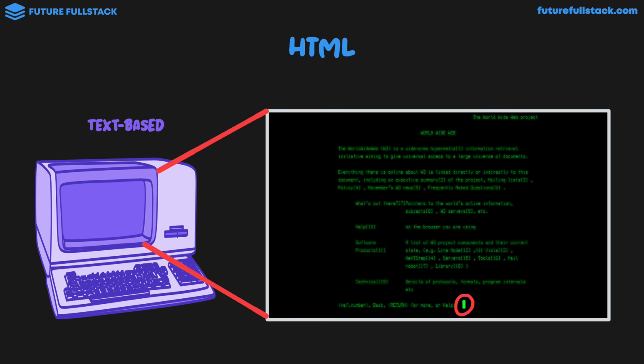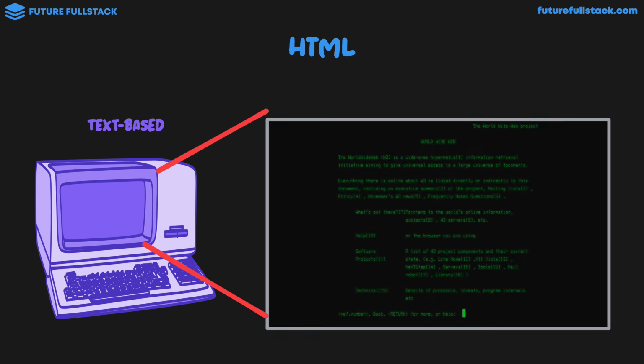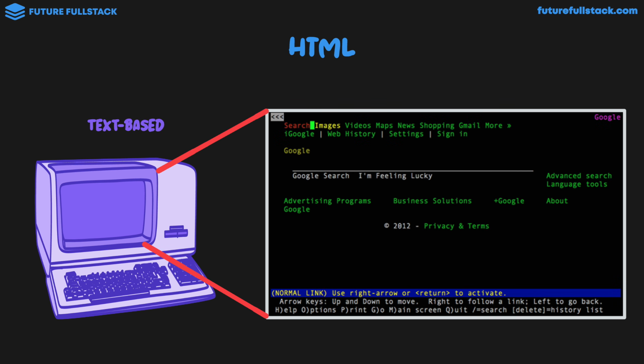Now this is what the world's first web page would have looked like, but just to show you a page you'd be familiar with, this is what the Google homepage would look like on a text-based computer. So up until this point, HTML on a text-based computer wasn't so useful for people like you and I, but it helped scientists easily share their work.